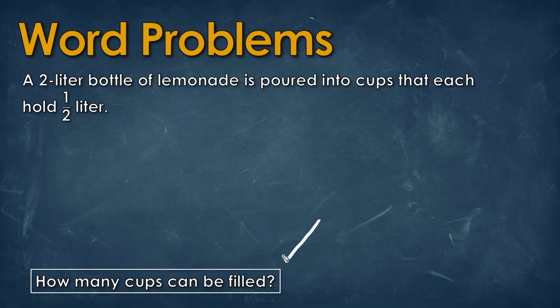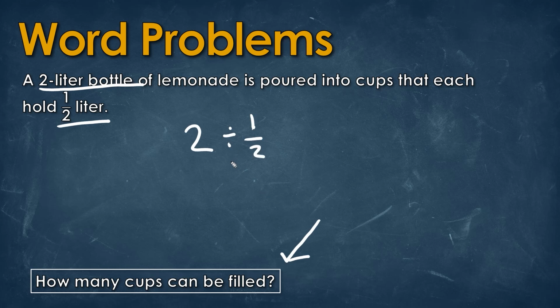For this example, it's asking how many cups can be filled. And then we have a 2-liter bottle of lemonade that is poured into cups that each hold 1/2 of a liter. So for this problem, we're going to be dividing. We have 2 divided by 1/2.